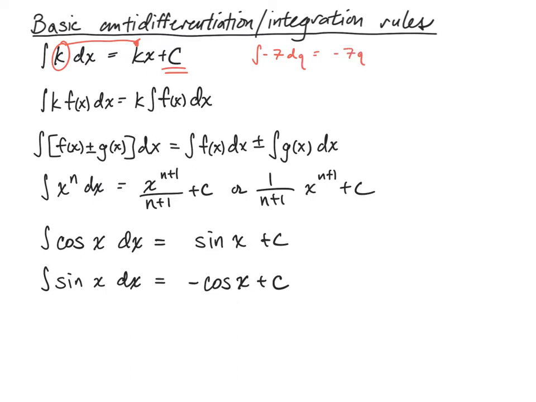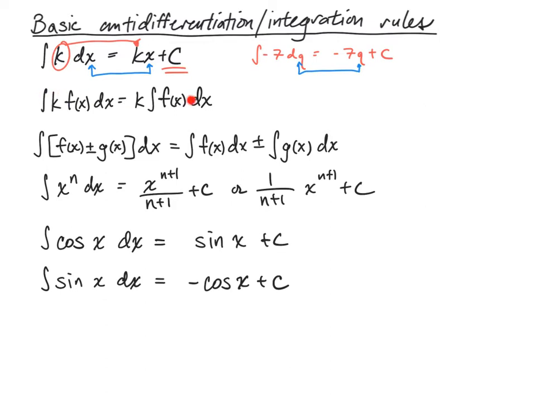So a really quick example, if I had the antiderivative of negative 7 dq, then this would be negative 7q because the variable has to match. So the q would match here, plus c. So there's just a really quick example.